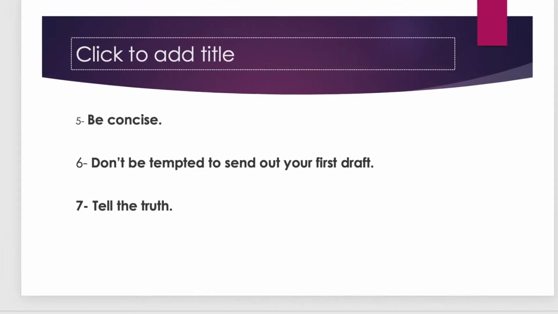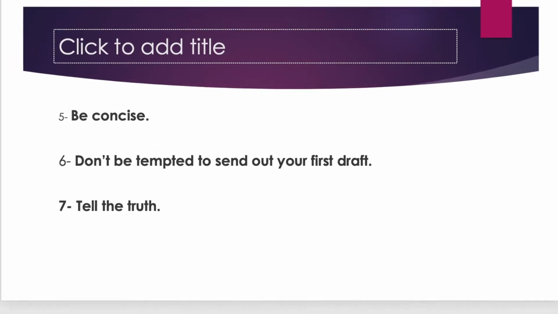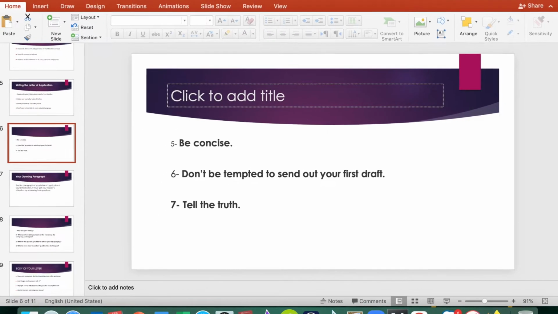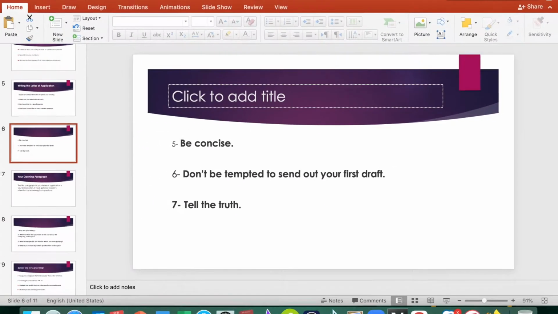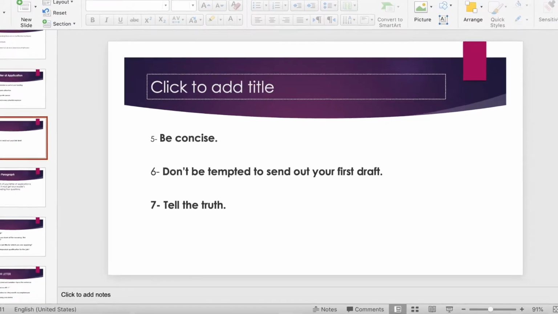Number six, don't be tempted to send out your first draft. Try to revise, read again and again until you are convinced and persuaded by your letter, then you can send it. Spend some time here in order to save time in the future.